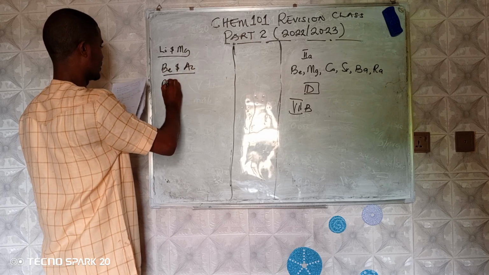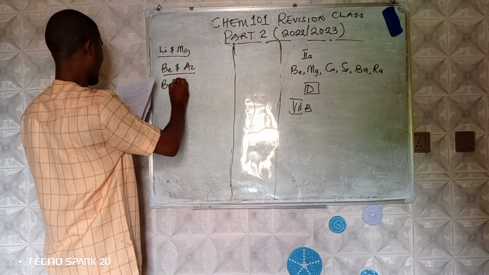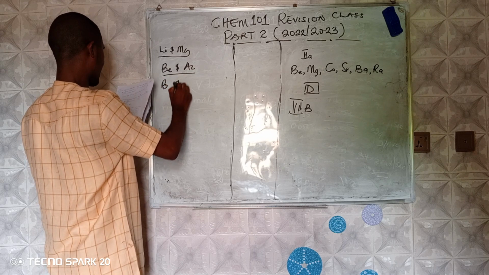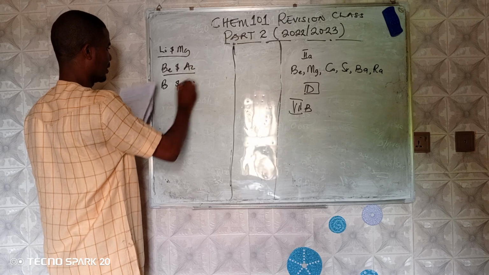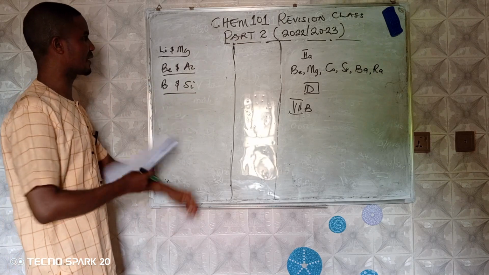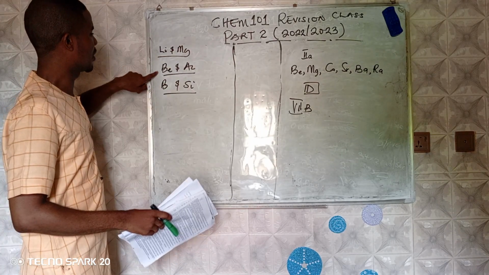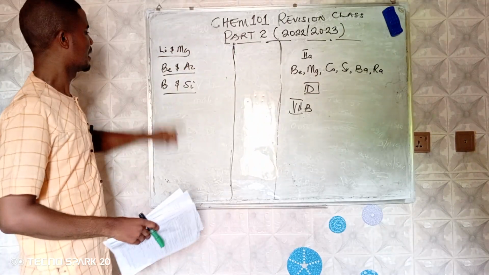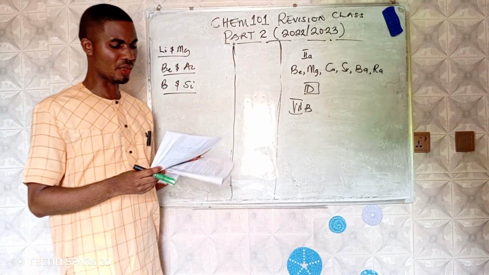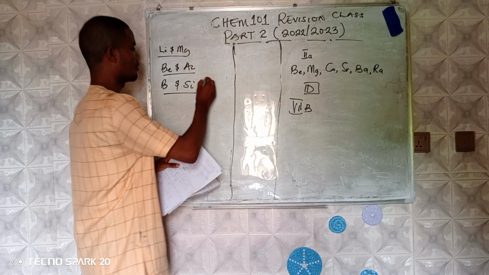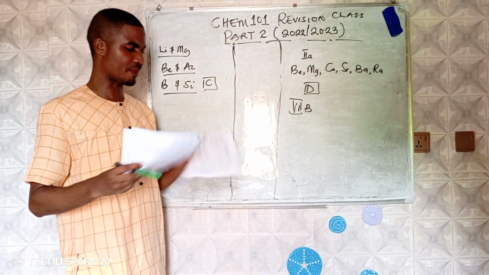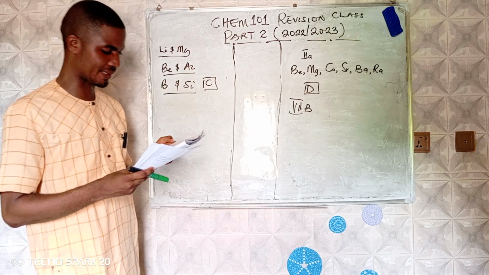We have boron having a diagonal relationship with silicon. So when you come to the periodic table, lithium has a diagonal relationship with magnesium, beryllium with aluminium, and boron with silicon. So if you watch that, option C becomes the most appropriate answer. That is for question number 10.